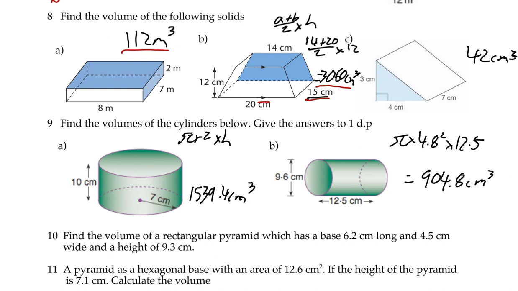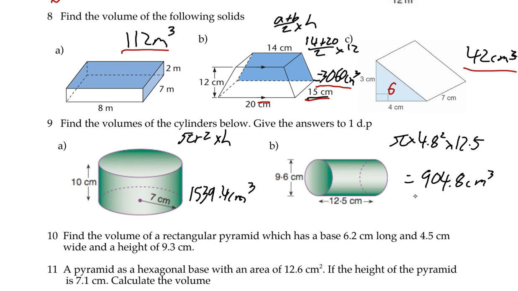Okay, so area of a face and multiply it by the depth. So for this one, it'd be the same thing. Half times base times height, half times 3 times 4. 3 times 4 is 12, half of that is 6. So I've got 6 as my area of that face. 6 times by my depth of 7 will give me my 42 centimeters cubed.